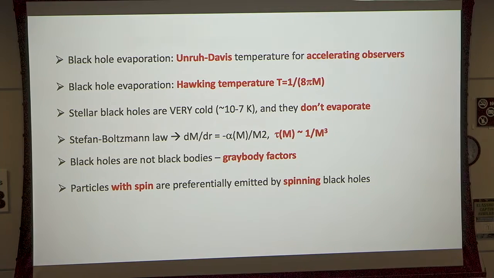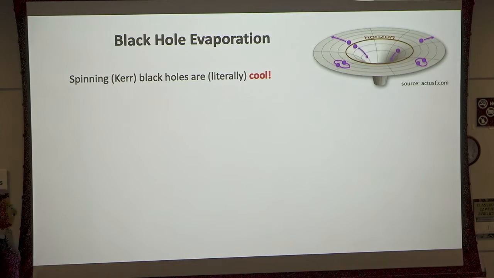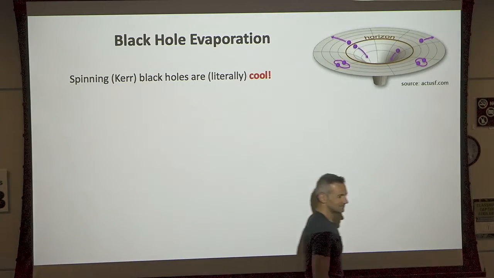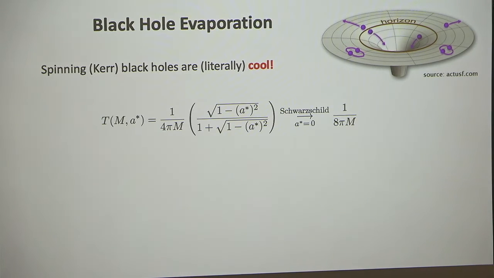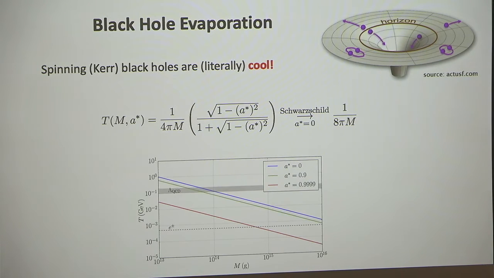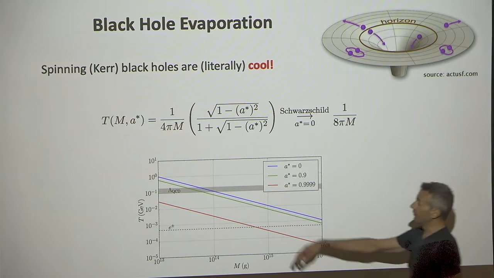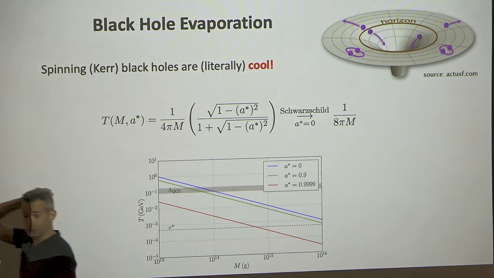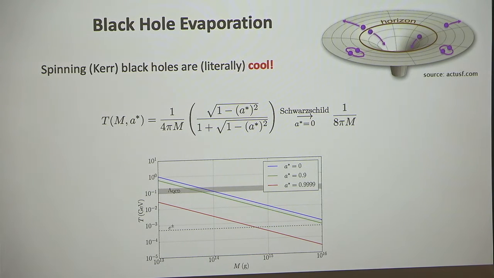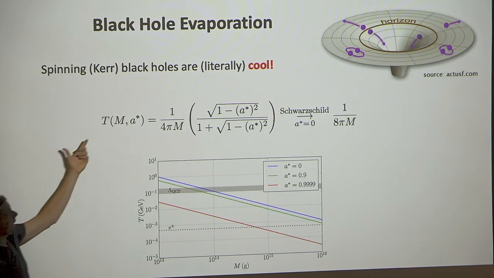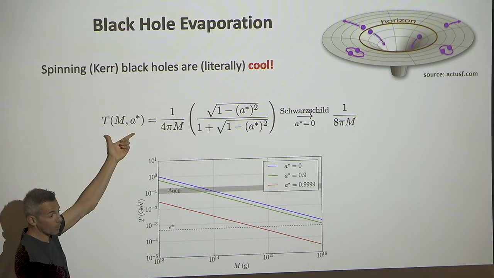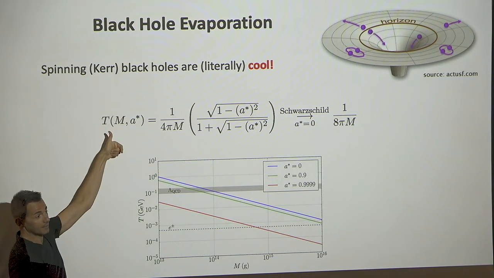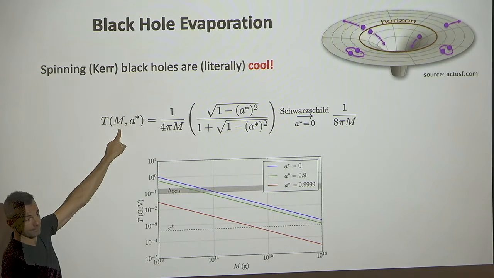Okay, so spinning black holes are cool. They're cool in the sense that they're colder than the corresponding Schwarzschild black holes. So the temperature of a spinning black hole with an effective spin parameter a star, which let me just remind you is the angular momentum of the black hole divided by its mass, so J divided by M, that's a star. When you look at the temperature, you have a temperature which is parametrically lower, depending on the size of the spin, than the corresponding Schwarzschild black hole of the same mass.